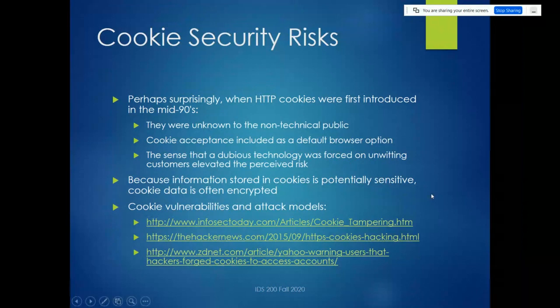Now again, because information in cookies is potentially sensitive, cookie data is more often encrypted than not. And there are things you can do to mess with cookies, right? So I have some older articles down here about, for example, tampering with the contents of a cookie, hacking cookie data to try to find passwords, hackers using forged cookies to access other people's accounts. There's some vulnerabilities with cookies, but my point is it's not specific to the cookies themselves. Anytime you store keys to access something, there's a possibility that some bad guy could get it, right?